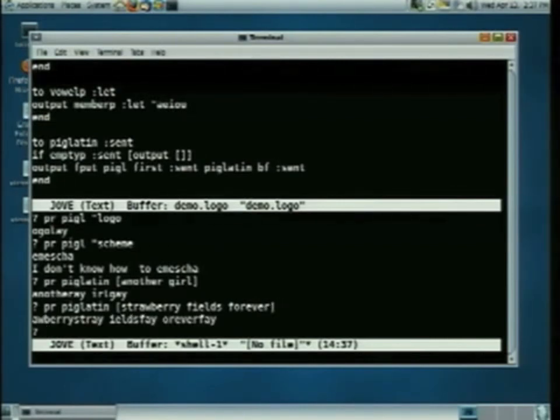So how does this work? It has a base case. If the sentence is empty, output the empty sentence. Otherwise, output fput. That's cons. It stands for first put. So put this at the beginning of that. There's also, in Logo, lput, which you would have liked when you were trying to reverse a list the first time. So fput, call piggle on the first word of the sentence, and call pig Latin on the but first of the sentence. So it's just like cons.